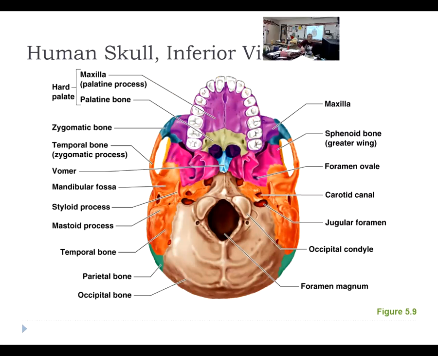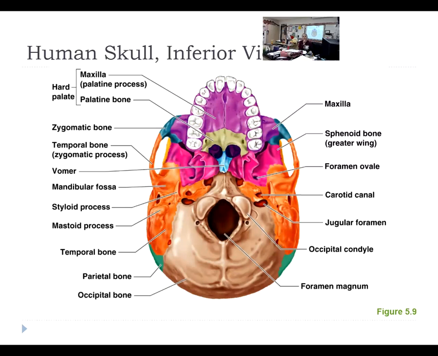Okay, this is an inferior view of the skull. So again, there's some that are much easier to see on here than others. Remember that the maxilla, that is that front jawbone, like your upper jawbone that you can see. Now there's a new one on here that hasn't been on the other pictures, and that is the palatine bone. You can probably feel it.